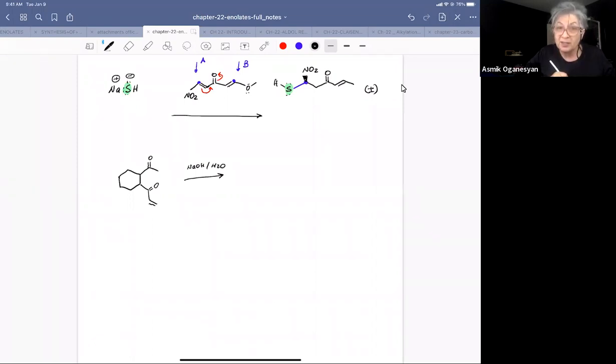In this case, we do have two alpha positions over here. With the small base, of course, I could remove the proton from the more acidic position, position A, over here. But since I have an intramolecular reaction, will it be easy for me to attack the carbon on the electrophilic position from here? Let's see if it's possible.